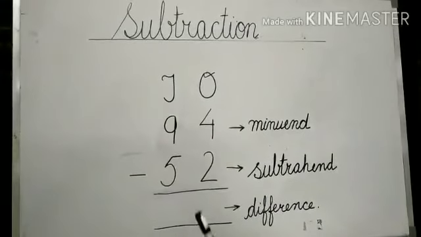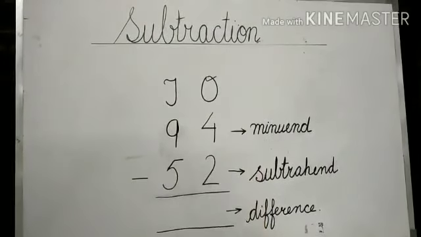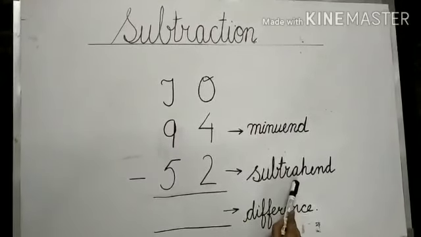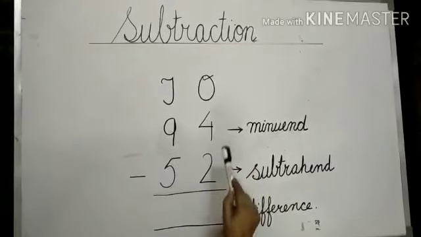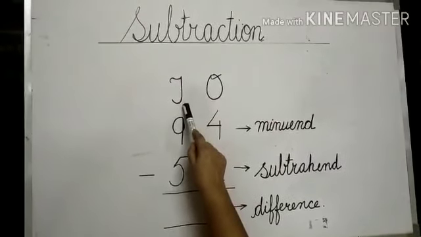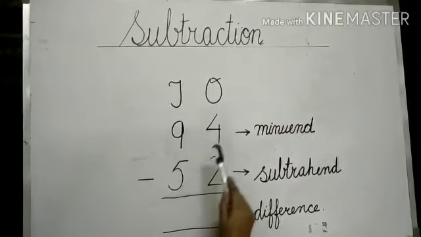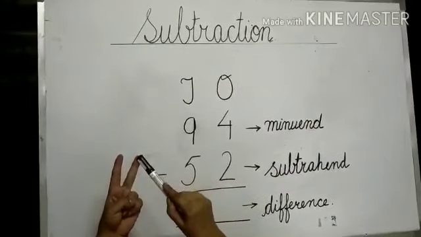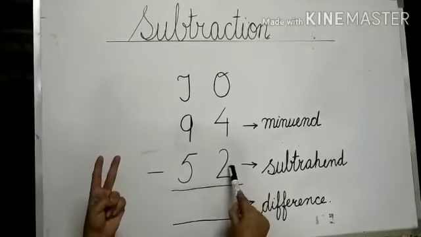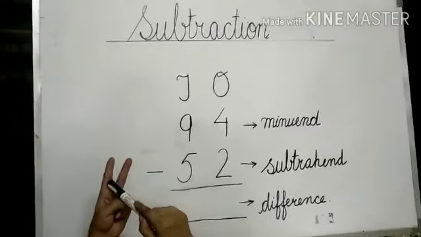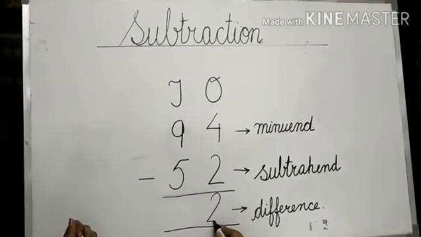Understand? Now students, we will take one more example. Here 94 is the minuend and 52 is the subtrahend. Now we will subtract 52 from 94. We will start from the ones place and then we will solve the digits at the tens place. Now we will take 4 blocks. 4 blocks means 1, 2, 3, 4. From 4 blocks we have to subtract 2 blocks. 1, 2. Now how many blocks will be left? Yes, tell me. 1, 2. We will write 2 here.